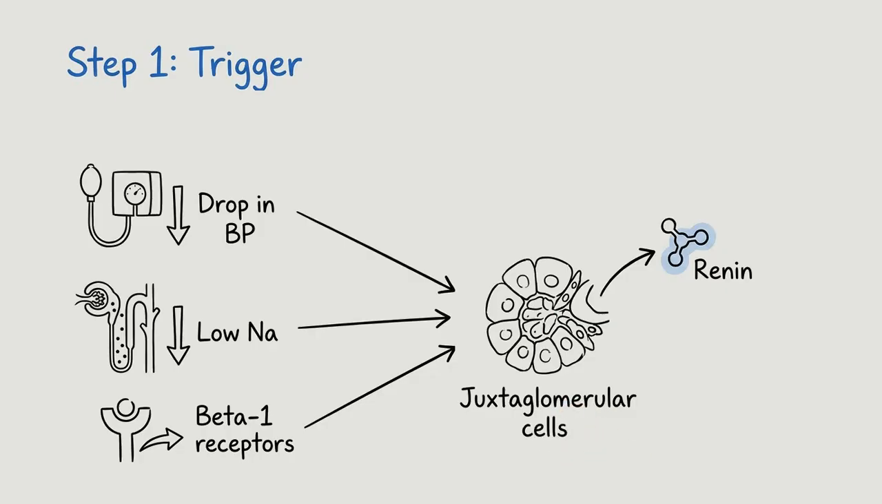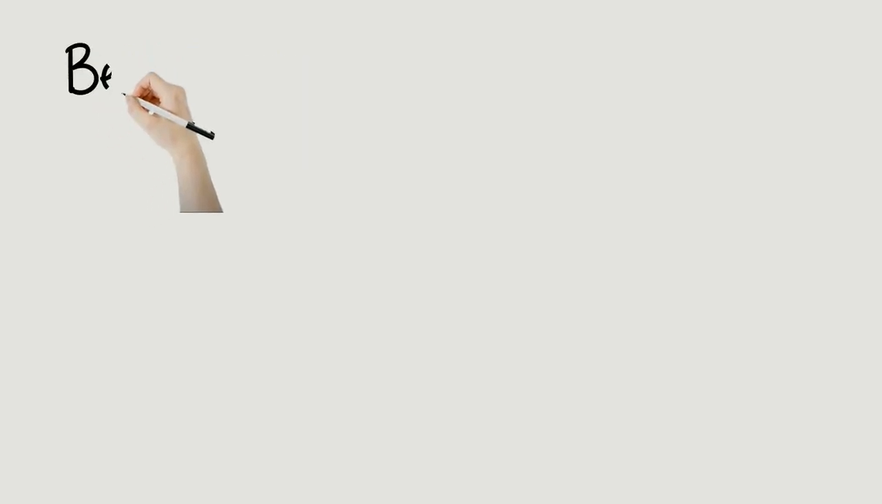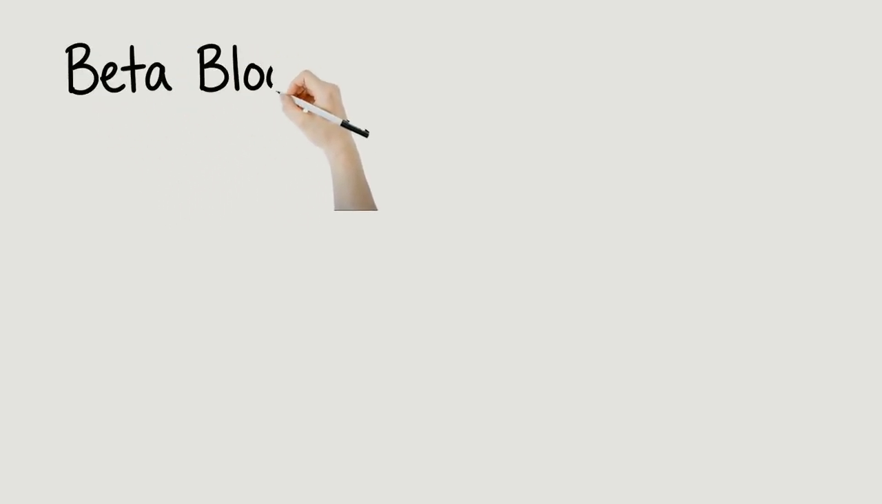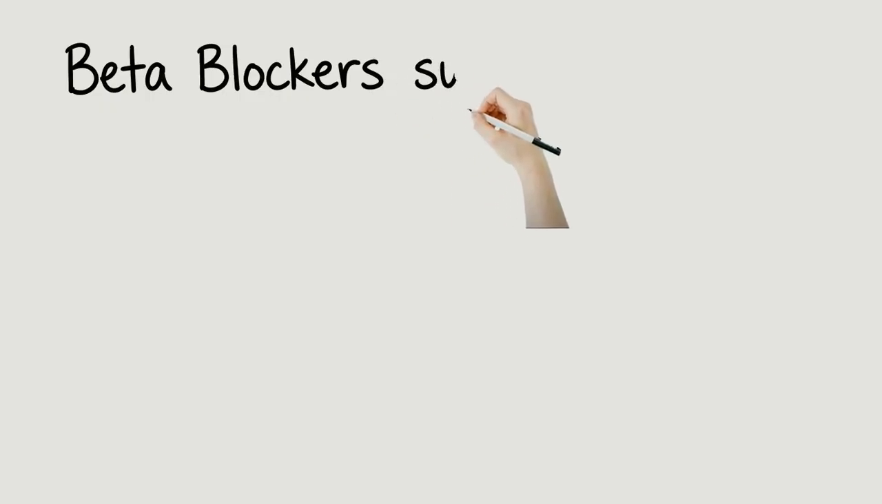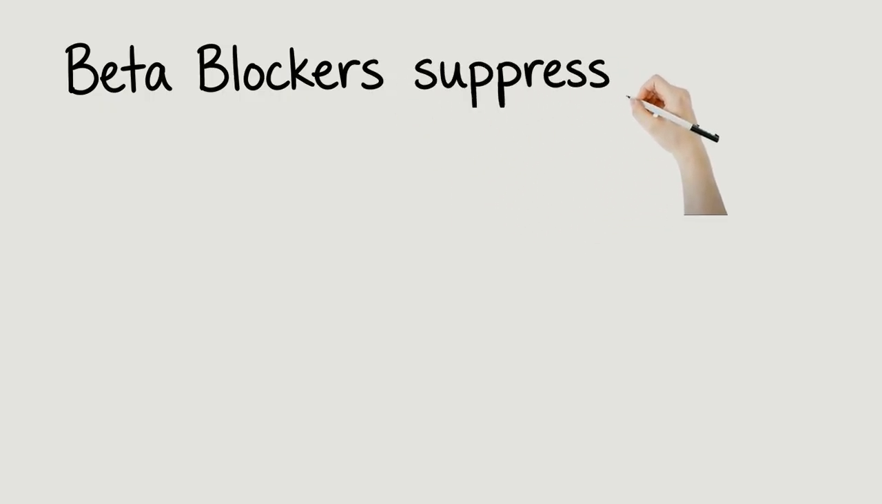That enzyme is renin. Here's your first pharmacology connection. Beta-1 receptors directly stimulate renin release. That means beta blockers suppress renin. That's one of the reasons beta blockers lower blood pressure. They shut off RAAS at the very first step.